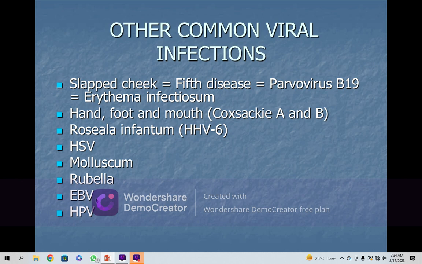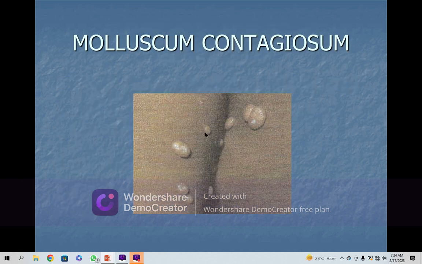Epstein-Barr virus, infectious mononucleosis. I have seen many cases of the Epstein-Barr virus. And human papilloma virus will cause papillomatous lesions in the genital area or in the oral area. This is molluscum contagiosum. Look, see. It is just like this, the kidney-shaped papillary lesions. Some are vesicular in nature.